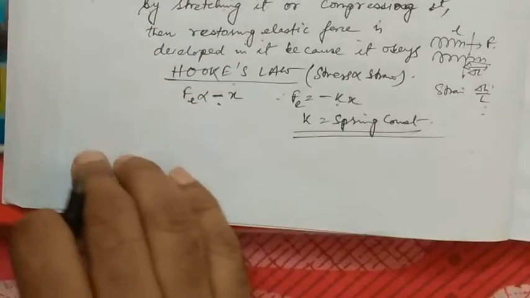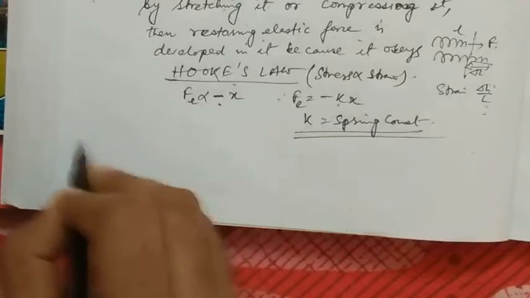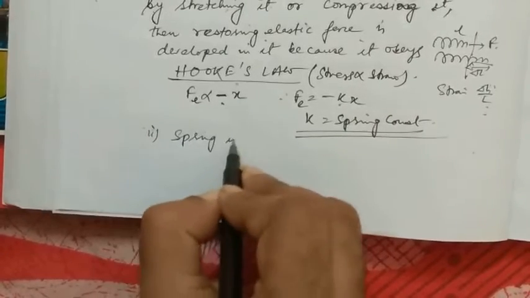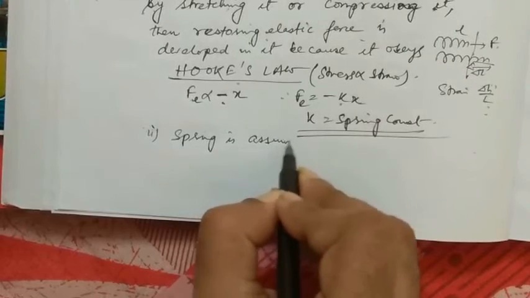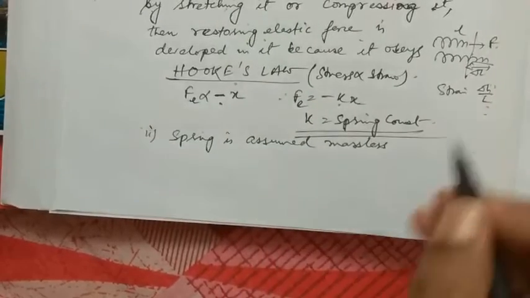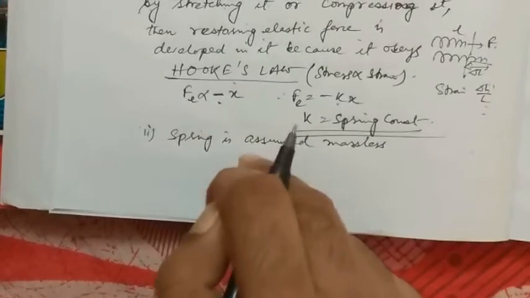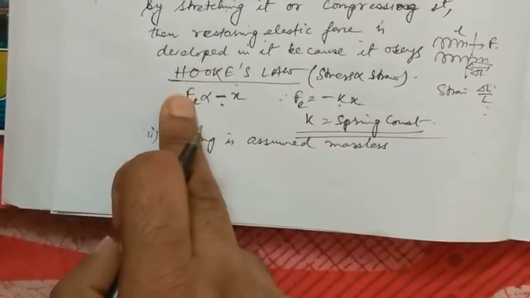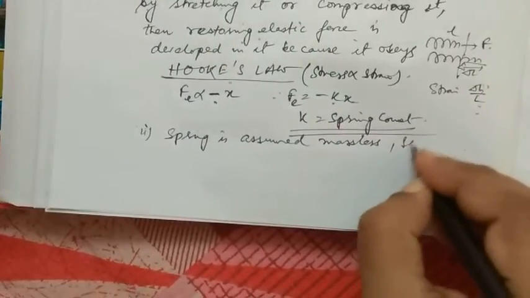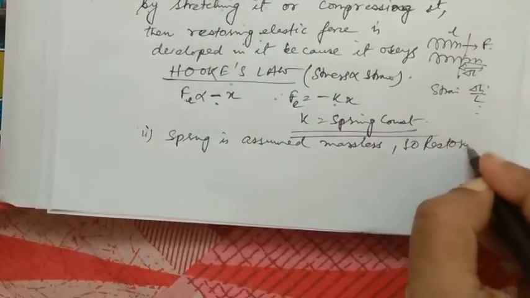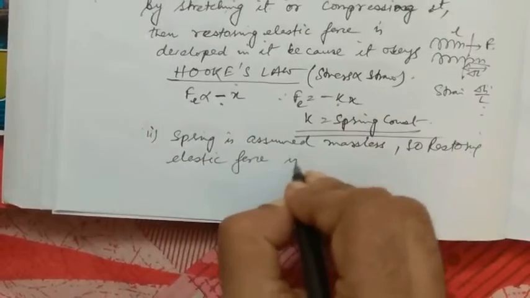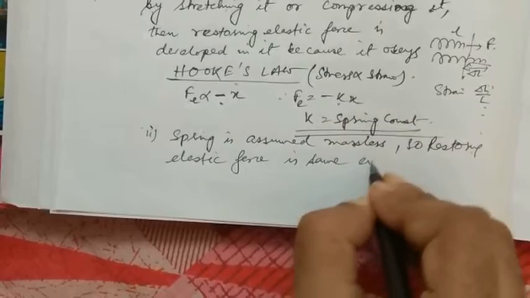Now some conditions that we have to take. Number one was that. Number two, the spring is assumed massless. Actually the spring is not massless, but here we can assume the spring to be massless. So the restoring elastic force in the spring is assumed to be the same everywhere.